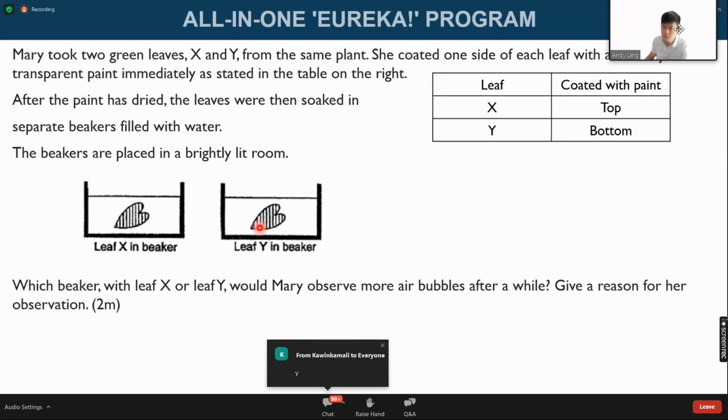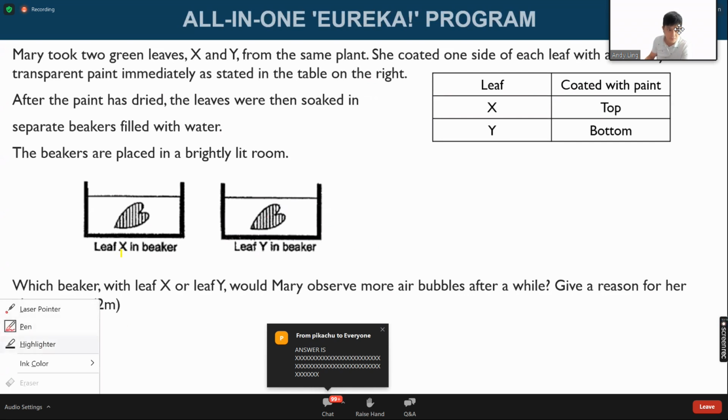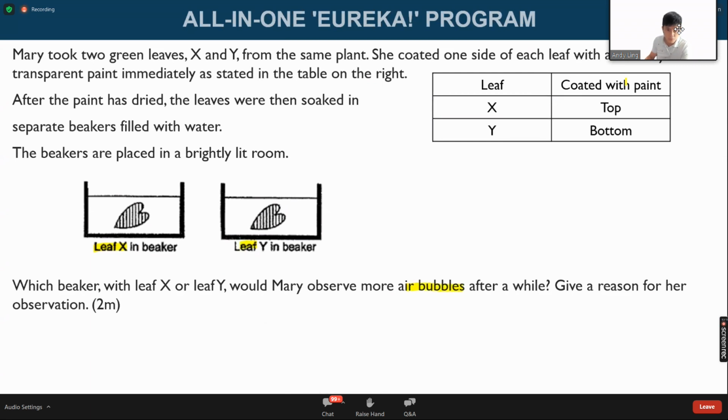So whenever you see leaves, whenever you see leaf coated with this, I better highlight. Yeah, leaves, air bubbles, coated with paint.